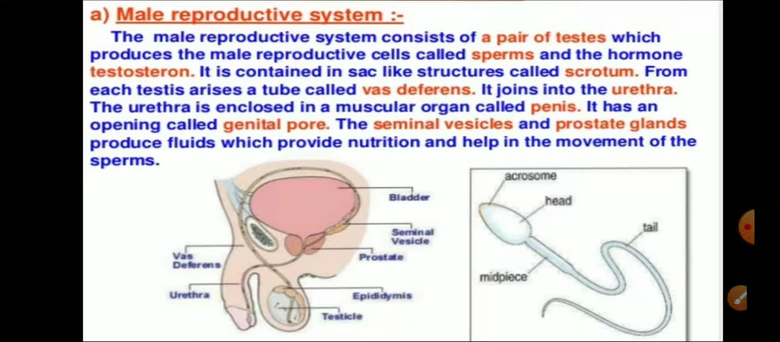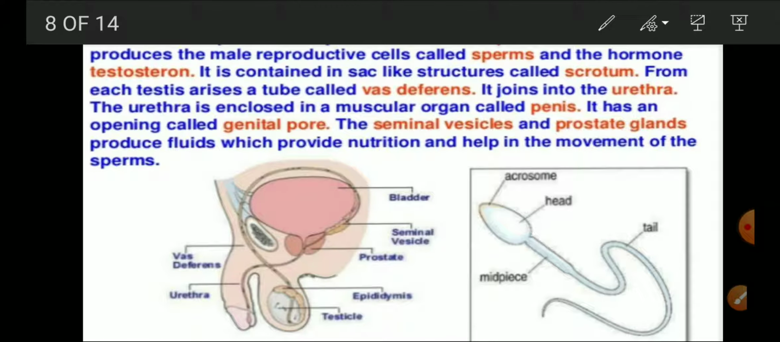The testes have a tube, the vas deferens, arising from them. The vas deferens joins the urethra. The urethra is a muscular organ and a common chamber for the passage of urine and sperm discharge, or semen. The urethra then opens into the penis through a duct. The penis is a copulatory organ, and it has an opening known as the genital pore.